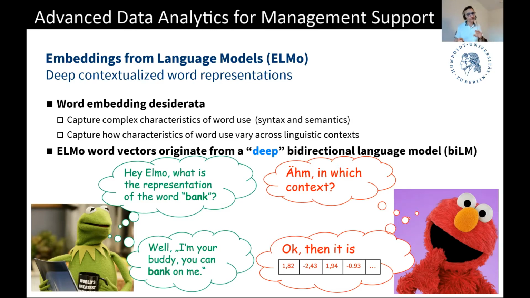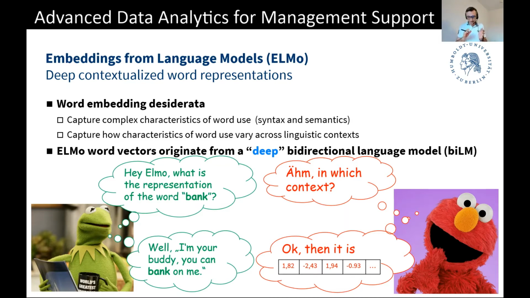ELMo, however, is different. So here our little ELMo would ask, give me some context, and then Kermit goes, I'm your body, you can bang on me. And then ELMo says, okay, so the embedding is such and such. And let's imagine Kermit says, I need to go to the bank, draw some money. Then ELMo would have given Kermit a different embedding. And this is the meaning of contextualized.